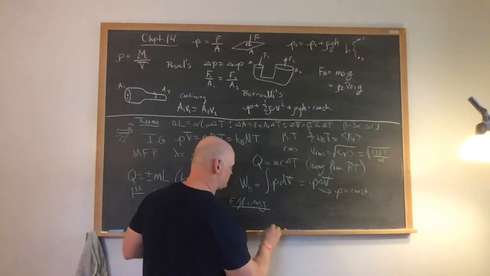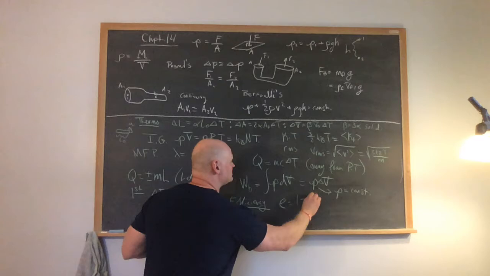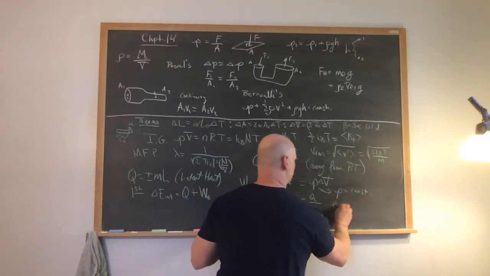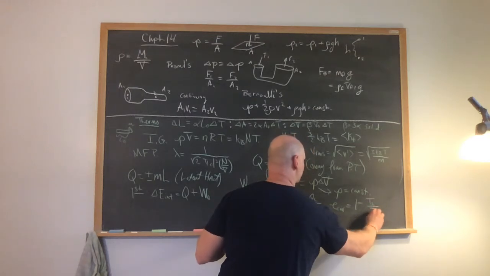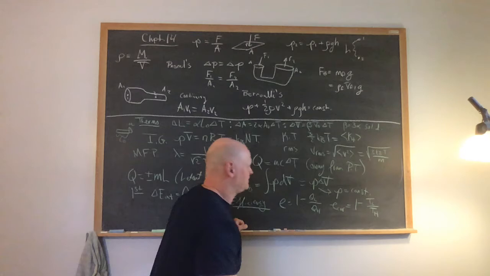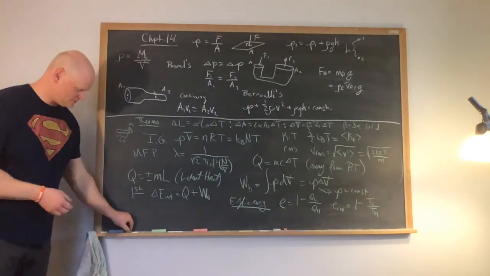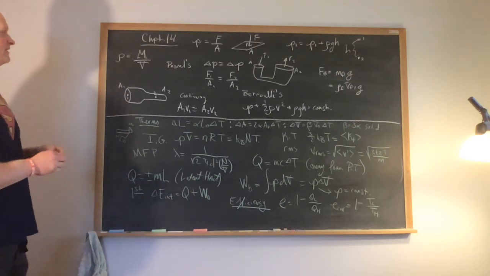So for efficiency, E is equal to 1 minus Q cold divided by Q hot. And then the Carnot efficiency is equal to 1 minus T cold divided by T hot. Okay. So that's pretty much about it, again, except for basically all those thermal processes.